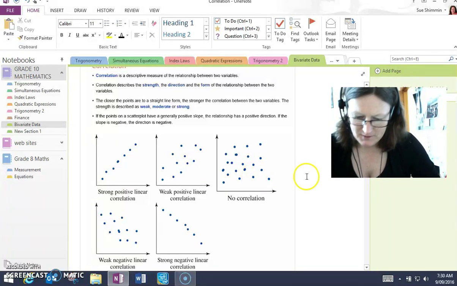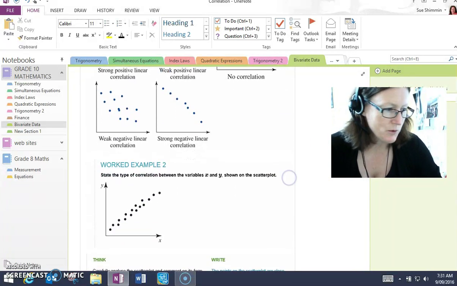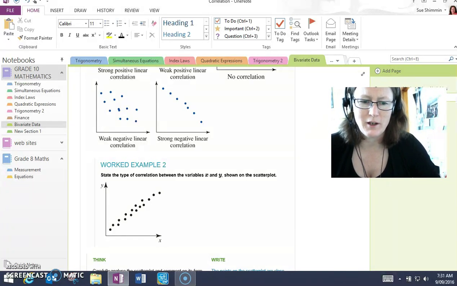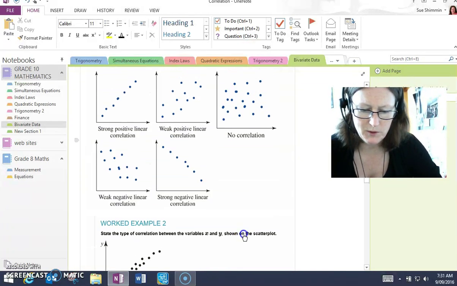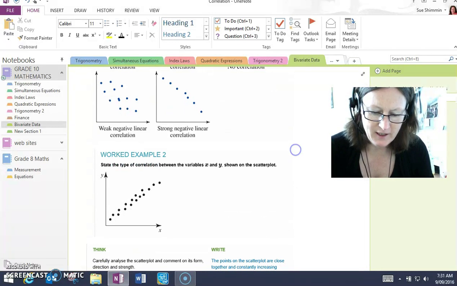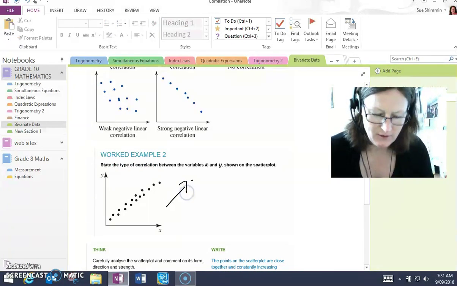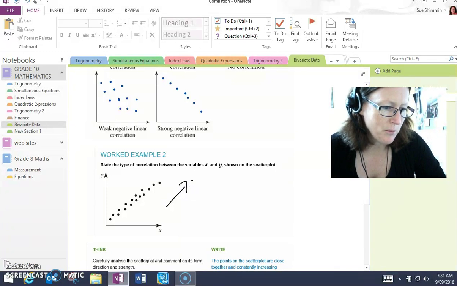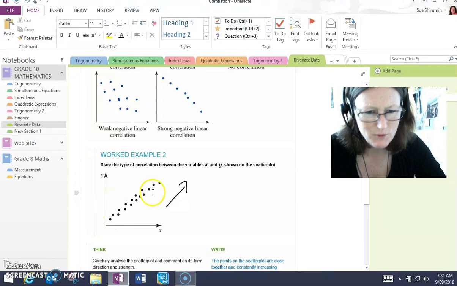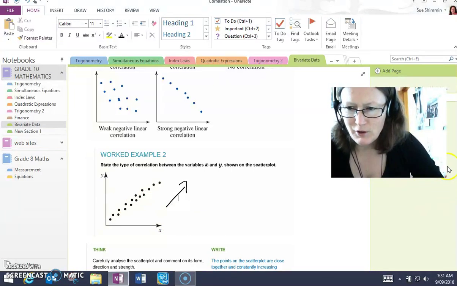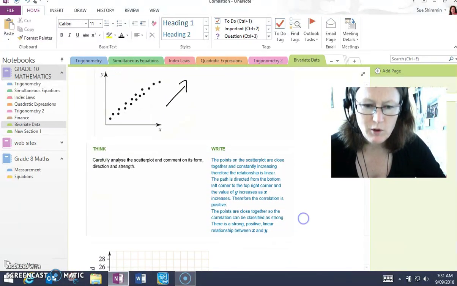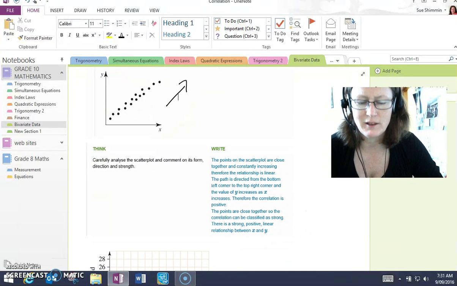Okay, so that's explaining it there. Let's look at worked example 2. In this worked example 2, it just wants to state the type of correlation. This to me looks pretty similar to this one here. It's heading in this direction, okay, and it's pretty strong, right? You can tell that it's almost forming a straight line. So they're close together, they're constantly increasing, so we call that a strong positive linear relationship.